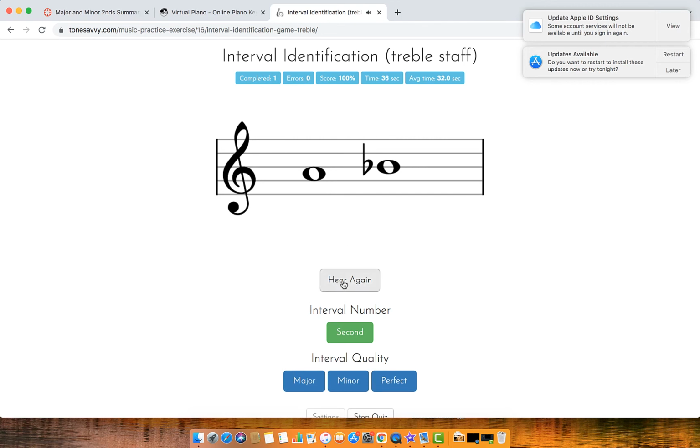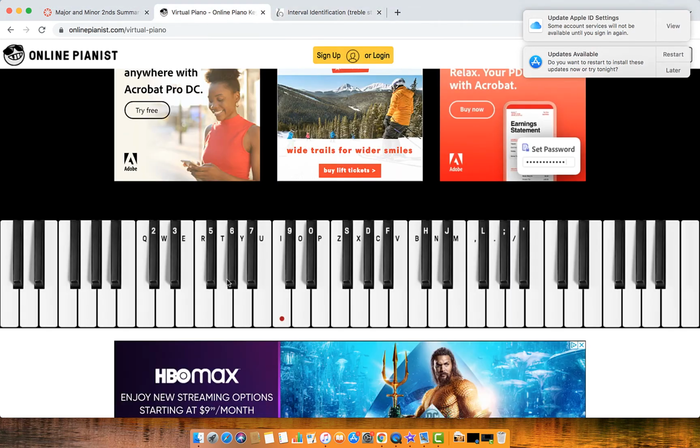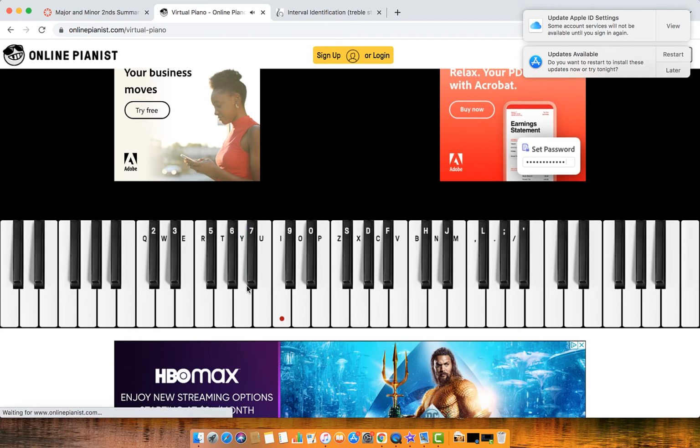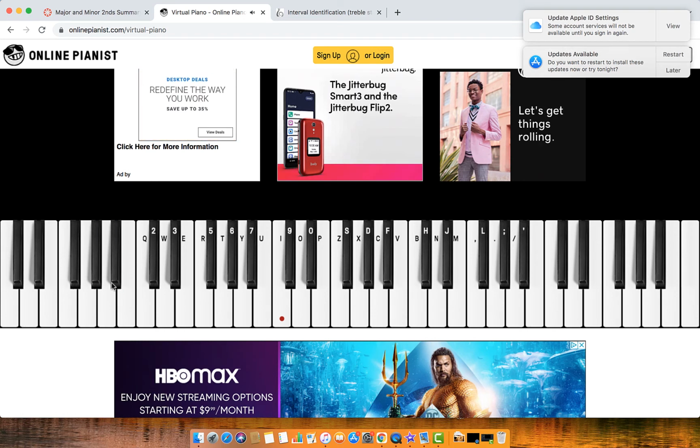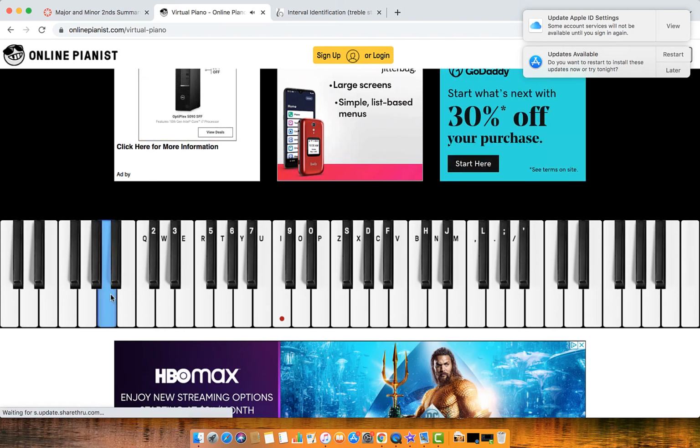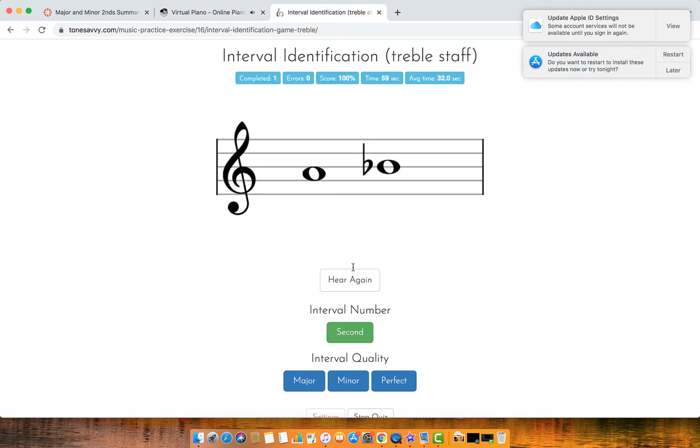Ooh, what's that? Listen to it again. Look at a keyboard. A, B flat. Half step. If you hear Jaws, that's that little half step, so it's a minor second. Can you see it? First of all, can you hear it? That's the sound of a half step.